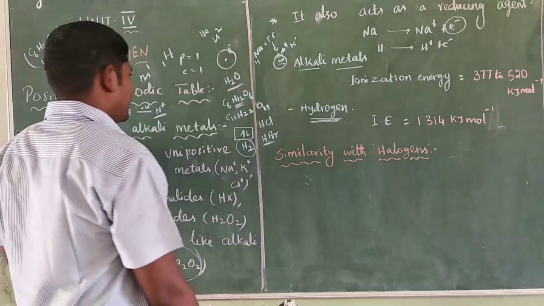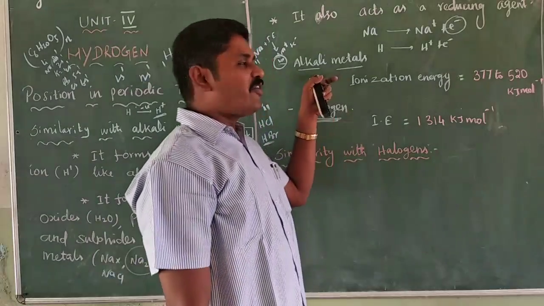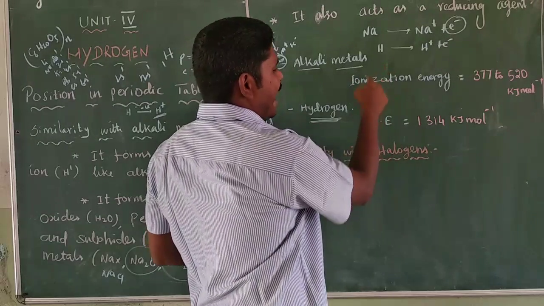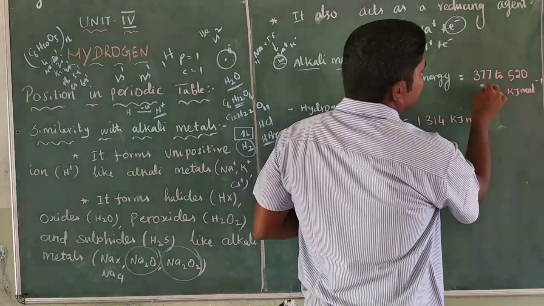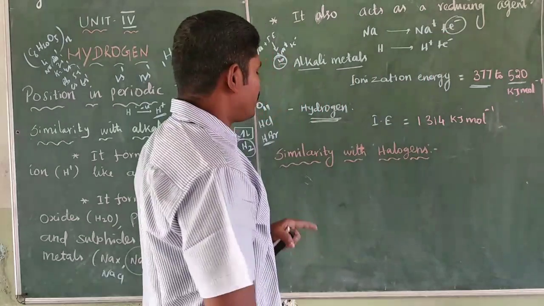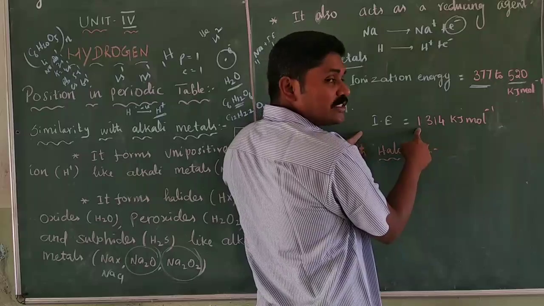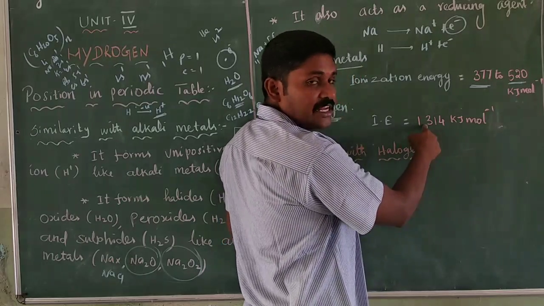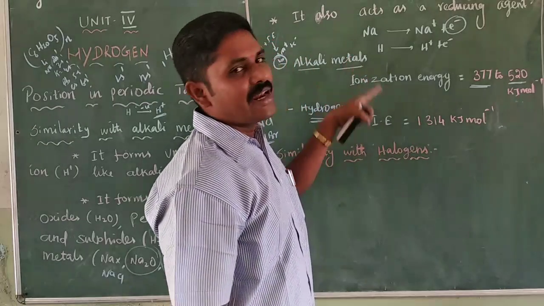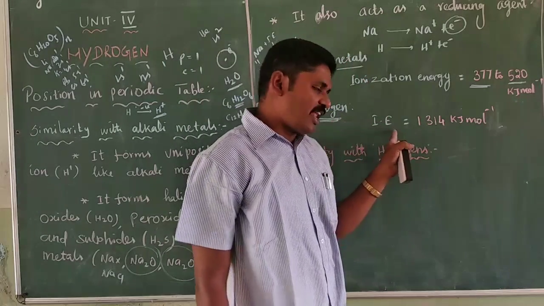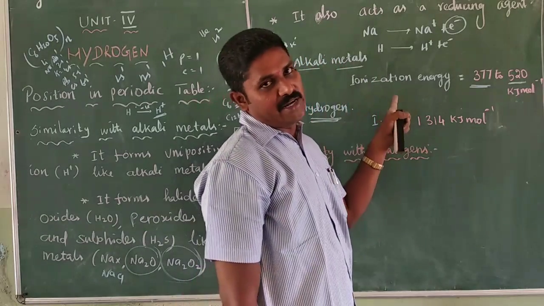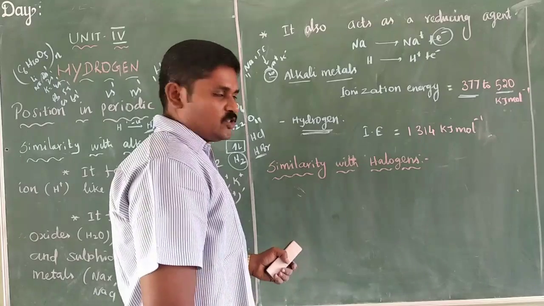However, unlike alkali metals, which have ionization energy ranging from 377 to 520 kilojoule per mole, the ionization energy of hydrogen is 1314 kilojoule per mole. It is much higher than that of alkali metals. It's a dissimilarity.